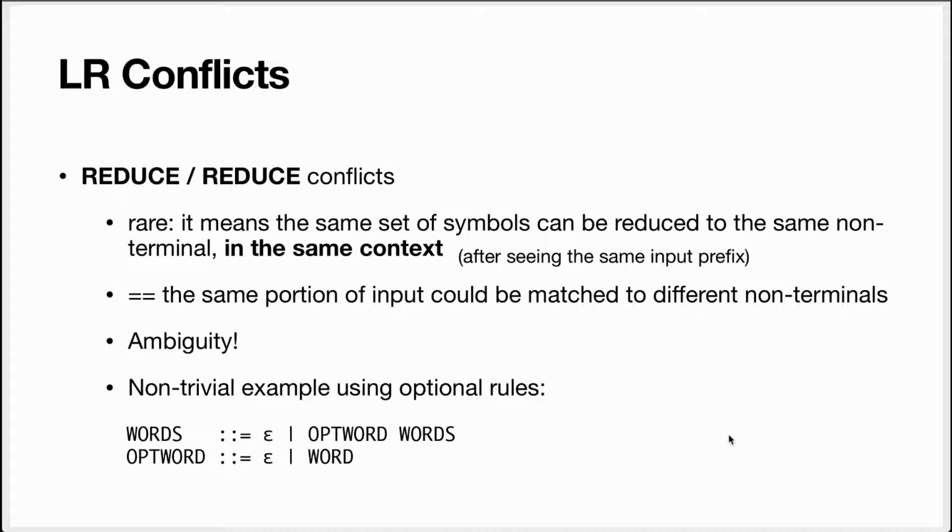You can create a reduce-reduce conflict very easily by having two rules that match exactly the same thing. That's not very interesting, but a more interesting example is this one. This is a list of optional words. The words rule here matches an optional word, and then it repeats by recursion. For any list of words, there are infinitely many ways to match this list, because you can match as many times as you like if it's empty. So this is massively ambiguous.